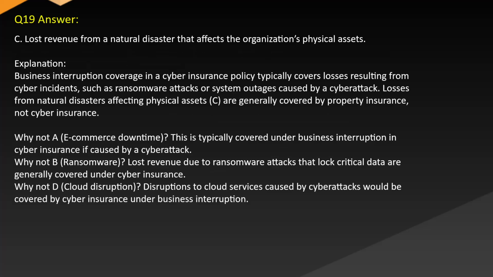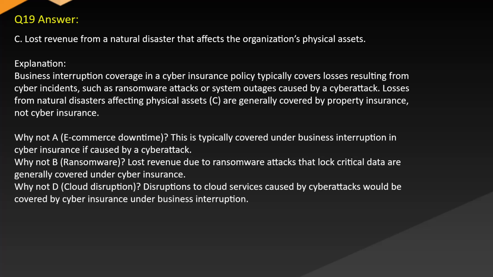Answer. C. Lost revenue from a natural disaster that affects the organization's physical assets. Explanation. Business interruption coverage in a cyber insurance policy typically covers losses resulting from cyber incidents, such as ransomware attacks or system outages caused by a cyber attack. Losses from natural disasters affecting physical assets, C, are generally covered by property insurance, not cyber insurance.